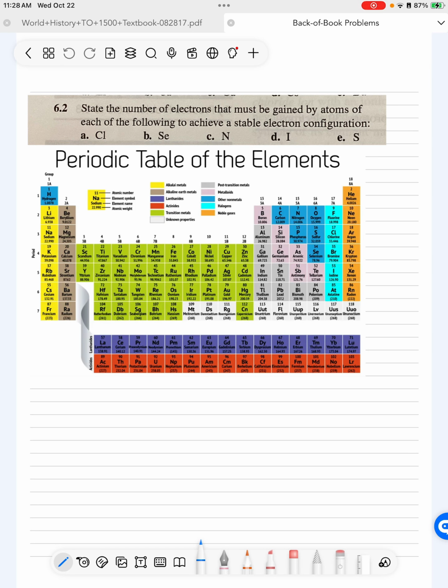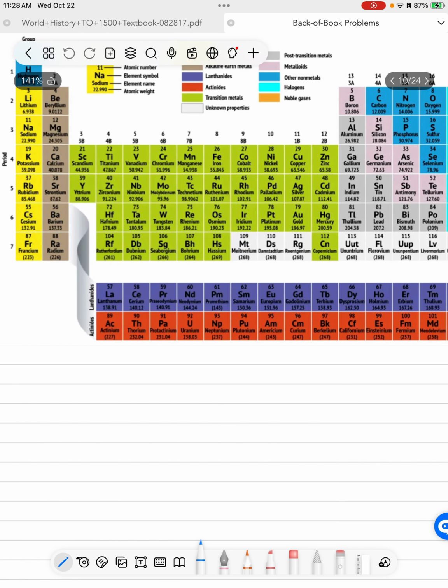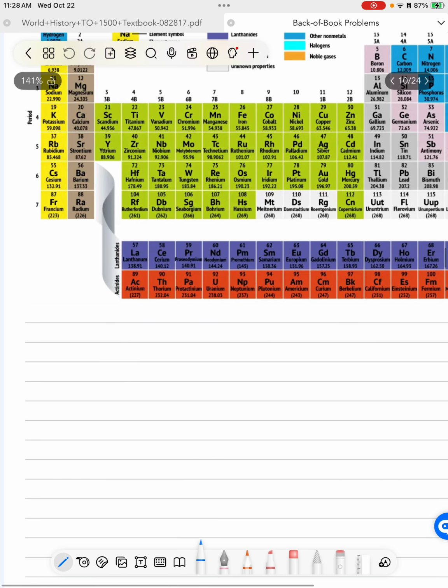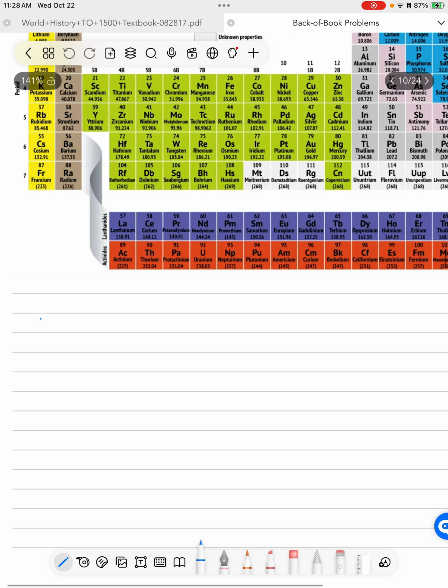Okay, this is the back of the book problem 6.2, which is comparable to your 6.1. It's asking us to state the number of electrons that must be gained by atoms of each of the following to achieve a stable electron configuration. So let's review what it means to have a stable electron configuration. So we want to look at the octet rule.